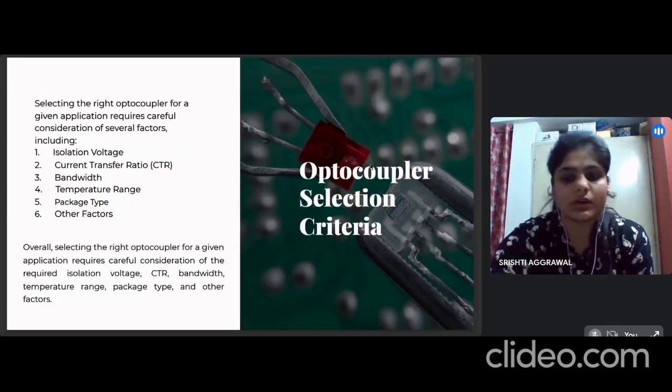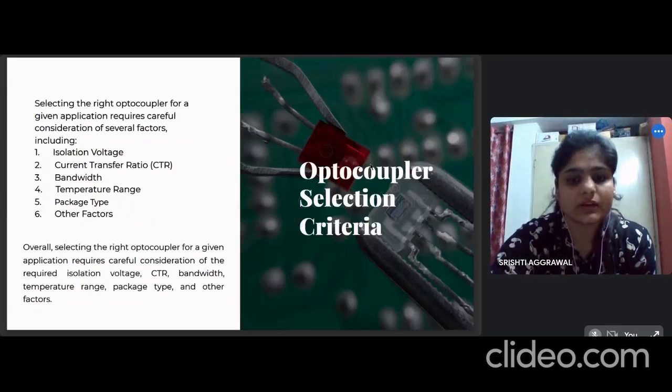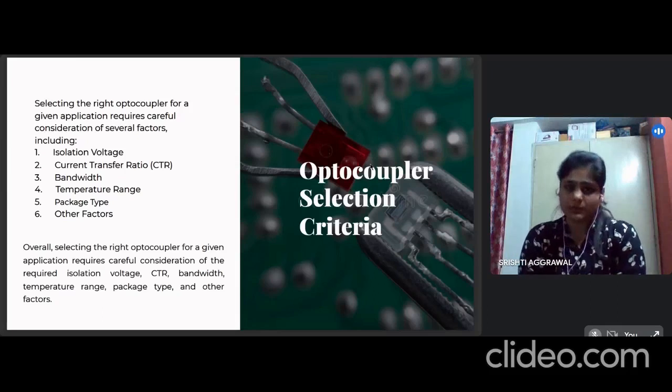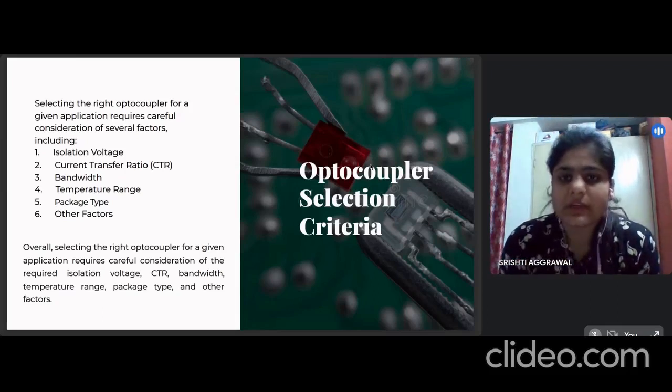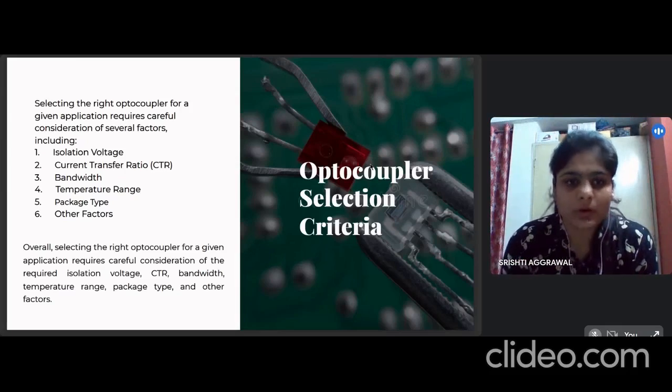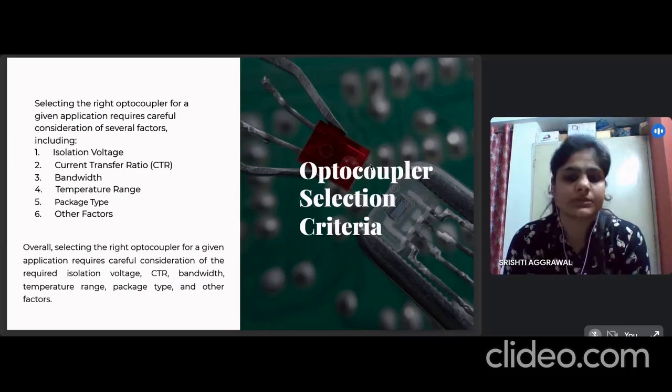Now, we will see that different types of optocouplers are used for different types of applications. So there is a selection criteria for the optocoupler depending on various factors. First among many factors is isolation voltage. The optocoupler must have an isolation voltage that is sufficient to protect the sensitive components in the output circuit from the voltages present in the input circuit.